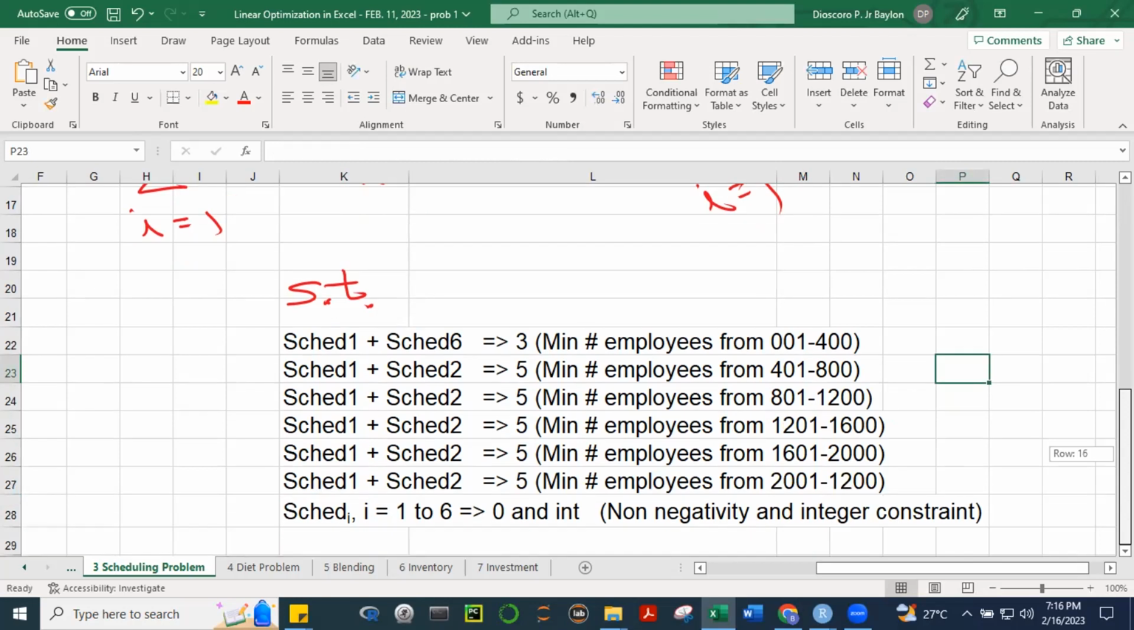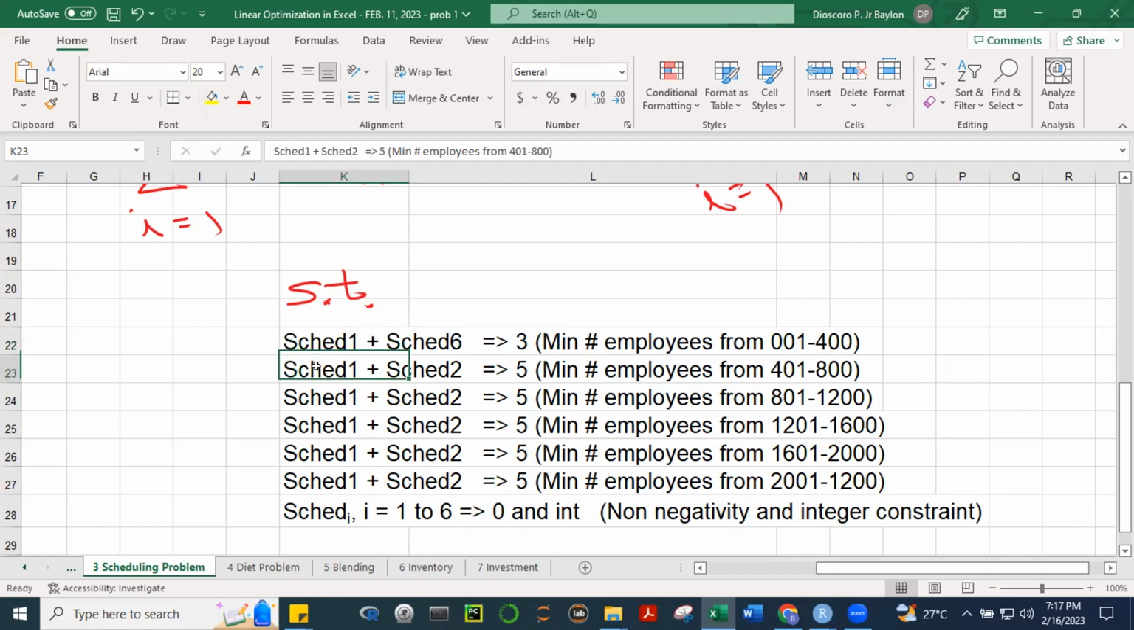And schedules I, where I ranges from 1 to J, should be greater than or equal to 0, which means they should be positive. You cannot have a negative answer here. And we have to impose this because these constraints do not necessarily guarantee that the values of our schedules, of the different schedules. Okay, I think this is also wrong.